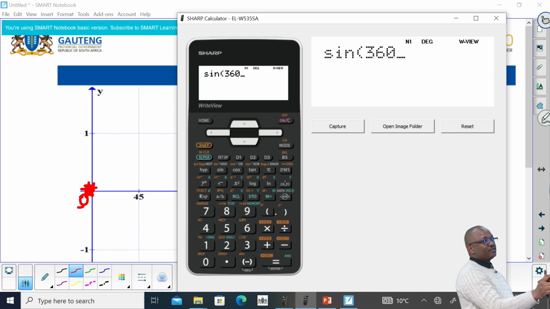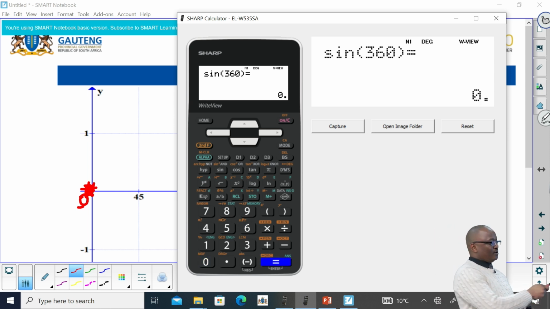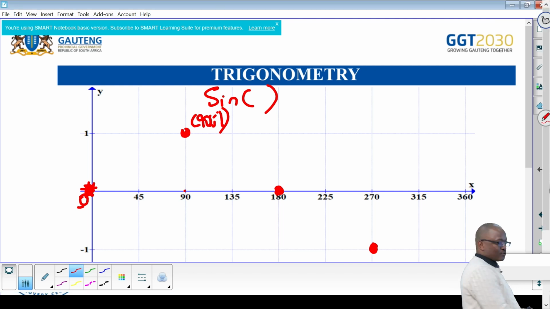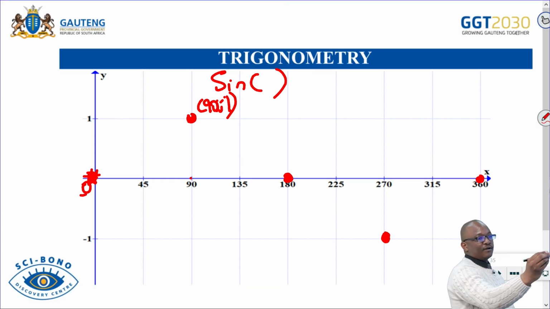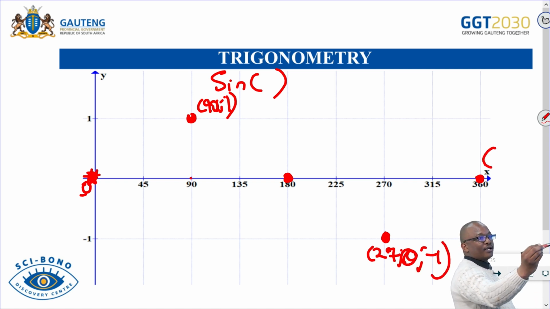So if you say sine 360, then you get 0. So now you will have 0 there. Then all those points there: this one is 270 and negative 1, and that one will be 360 and 0.